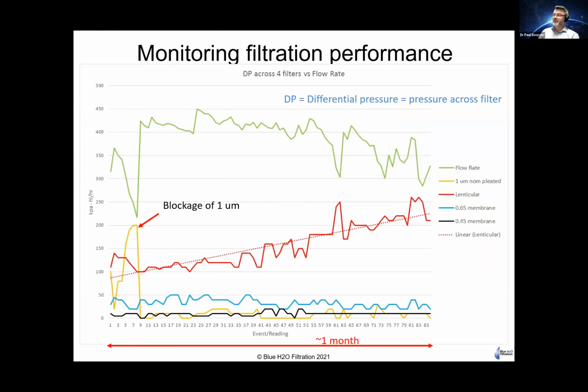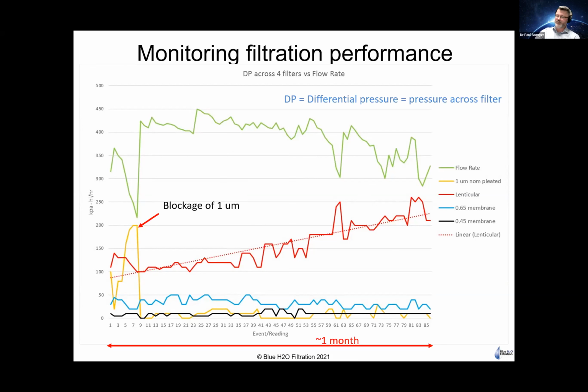So in this one, you can see 4 filters in place. The green trace across the top is the flow rate coming out of the filter train to the filler. The yellow is the first filter, which is a 1 micron large cartridge. The red is lenticular, which is next in series. Then the blue is 0.65 membrane, and the black is a 0.45 membrane. And these are the plots of the pressures across those filters over the course of around about a month.